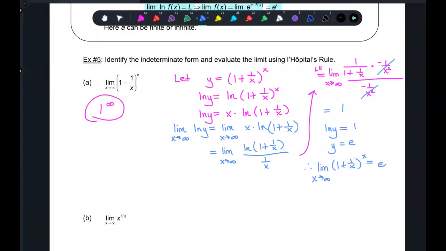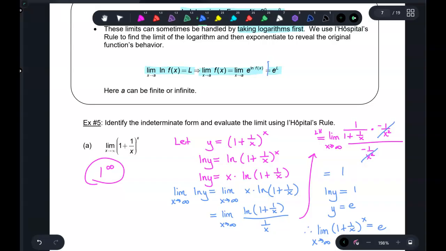So if you look back here, it's always going to be whatever you get for your limit. We got 1 for our limit, so it's always going to be e to whatever that is. In that case, it was e to the first power.